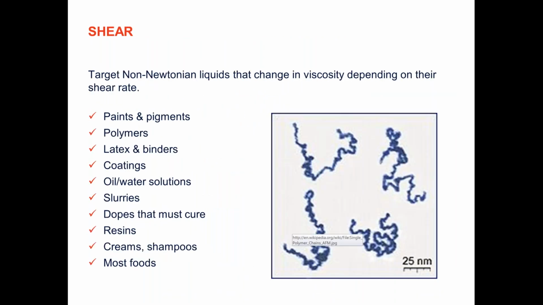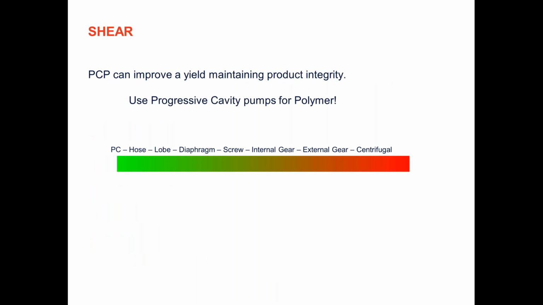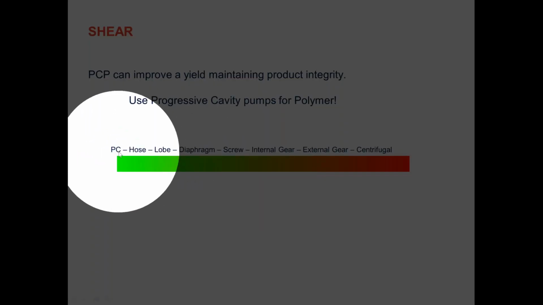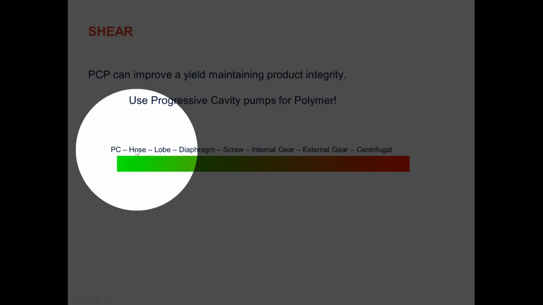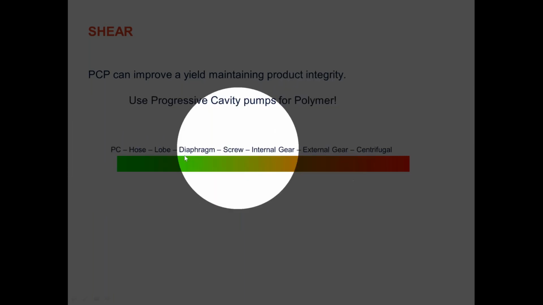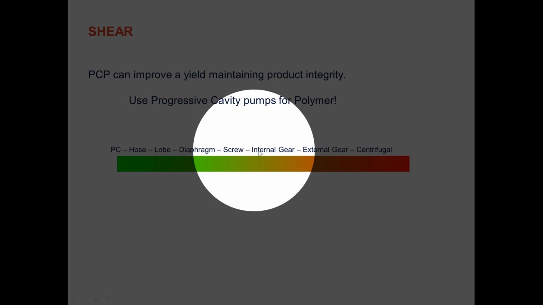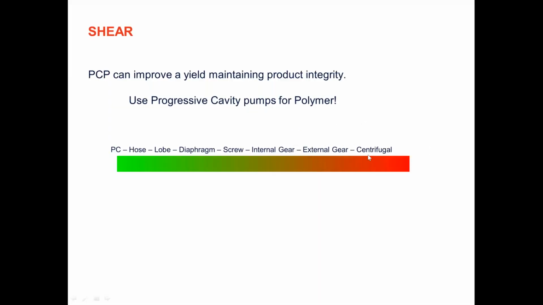So when we look at shear, applications that shear is important in: paints and pigments, polymers for the environmental market, latex, coatings, slurries, and then when you look into the cosmetics industry, you've got creams and shampoos. When we look at shear rates with various types of pump technology, the lowest shear pumps on the market are the progressive cavity pumps and the hose pumps. As you work your way down the line, you can see that there's the lobe, the diaphragm pump, the screw pump, and then you get into the gear pumps and centrifugals due to their clearance fit.